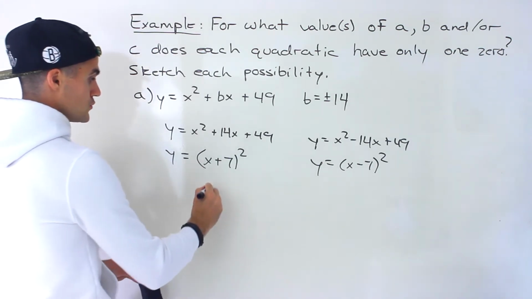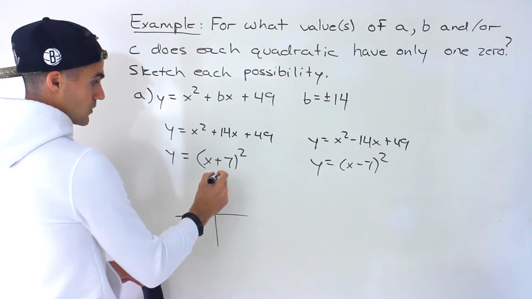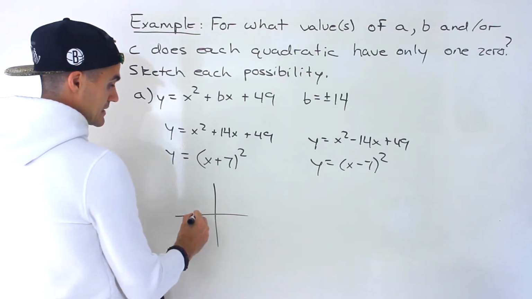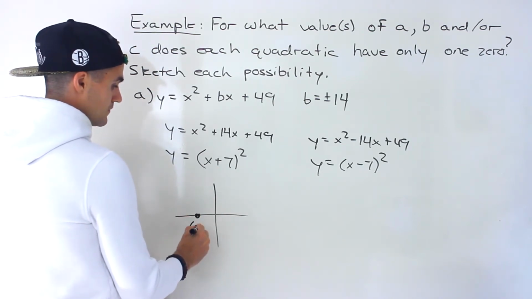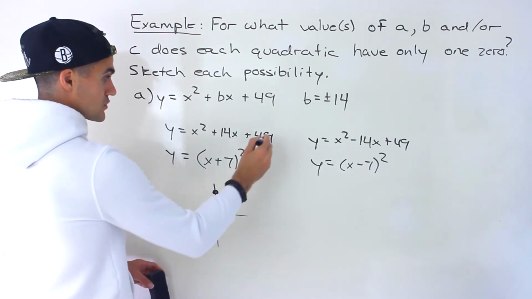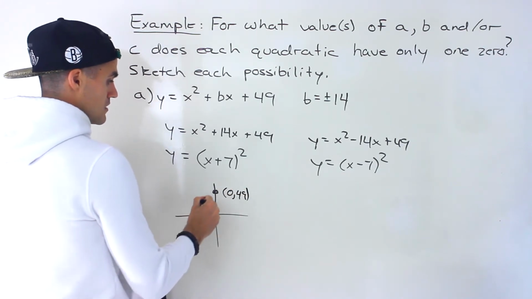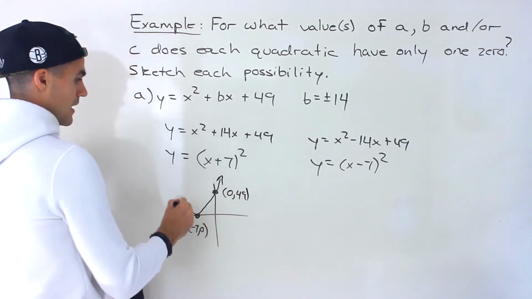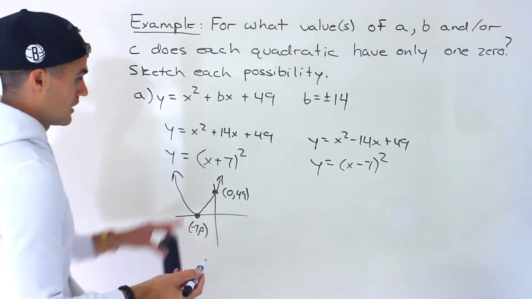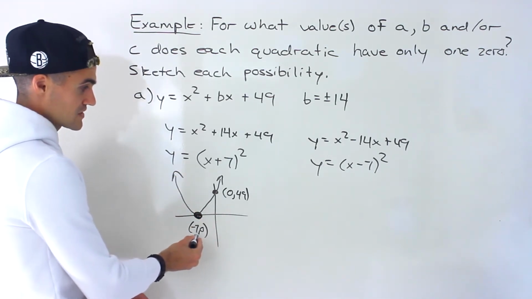And so we end up with two different quadratics here. This one here is going to have a vertex at negative 7 and 0. It's also going to have a y-intercept of 49, this c value. So let's just plot that to make our diagram have a little bit more detail. So this quadratic looks like this. Notice it only has one zero at negative 7 and 0.